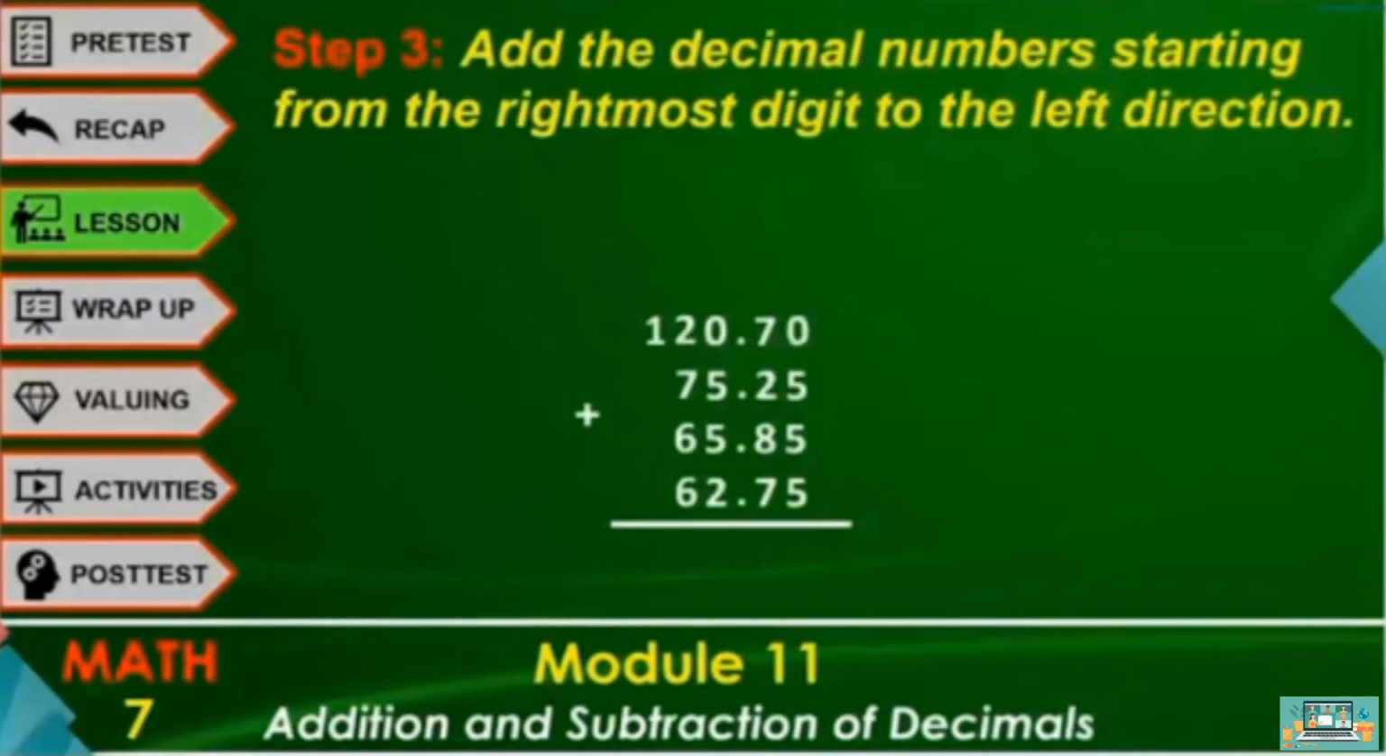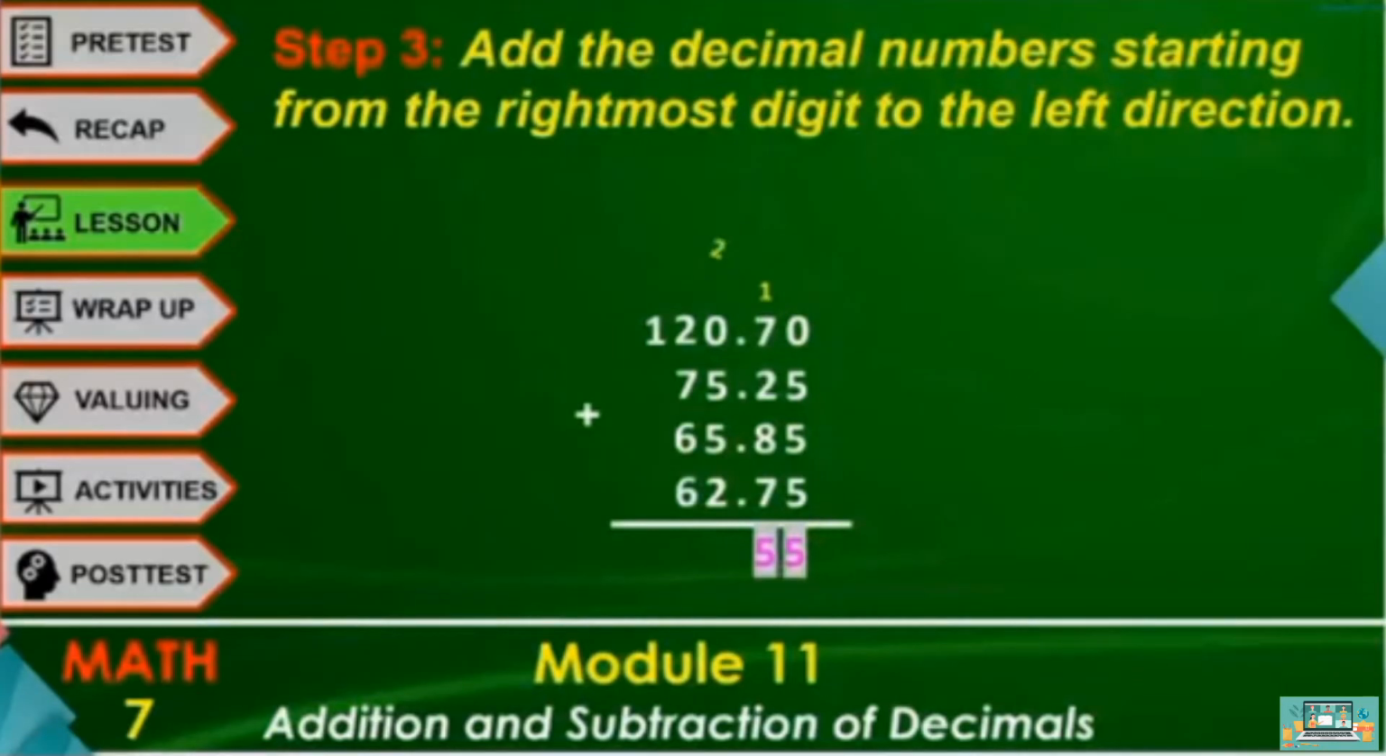So start with 0 plus 5 plus 5 plus 5 is equal to 15. So you write down 5 and then place 1 on the top of 7. So continue, you have 1 plus 7 plus 2 plus 8 plus 7 is equal to 25. So you place 5 and then carry 2.